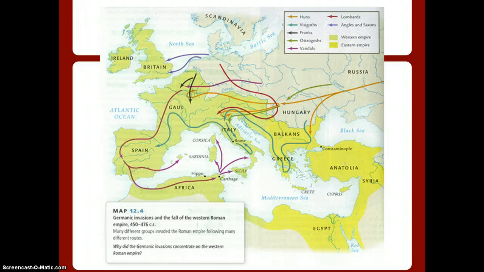So we can see here at the top the Angles and Saxons that take over and move into Britain. And we see the Vandals, the Franks, the Lombards, Visigoths, and so on and so forth. A lot of these Germanic tribes, as we'll get into in just a minute, are going to lay the seeds of administrative centers that will become essentially modern Europe.